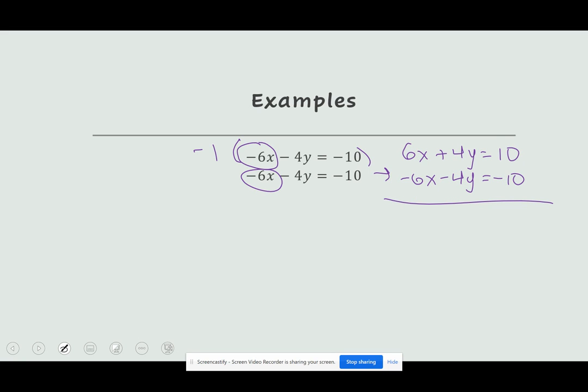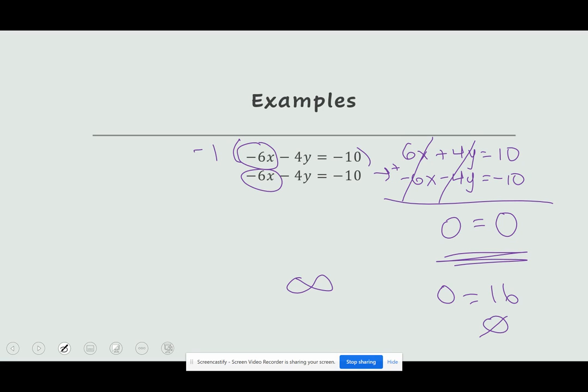And now that we have 6x minus 6x, I can add straight down. So 6x minus 6x is 0. 4y minus 4y is 0. And then 10 minus 10 is 0. So this is one of our special cases where since we have 0 equals 0, that is a true statement. So we get infinite solutions. If you're adding this down and all your variables cancel out and you're left with like 0 equals 16, that's when it's no solution. So anytime you get infinite solutions, it will be 0 equals 0, and then no solution is 0 equals a number.